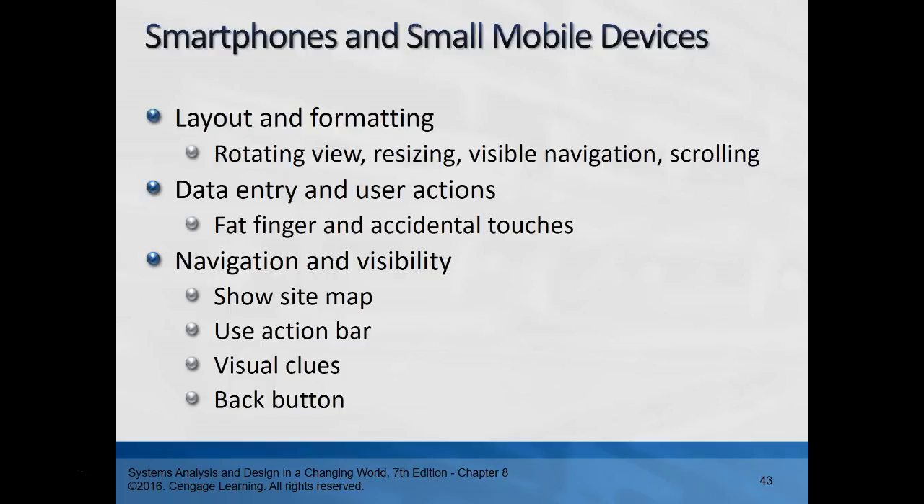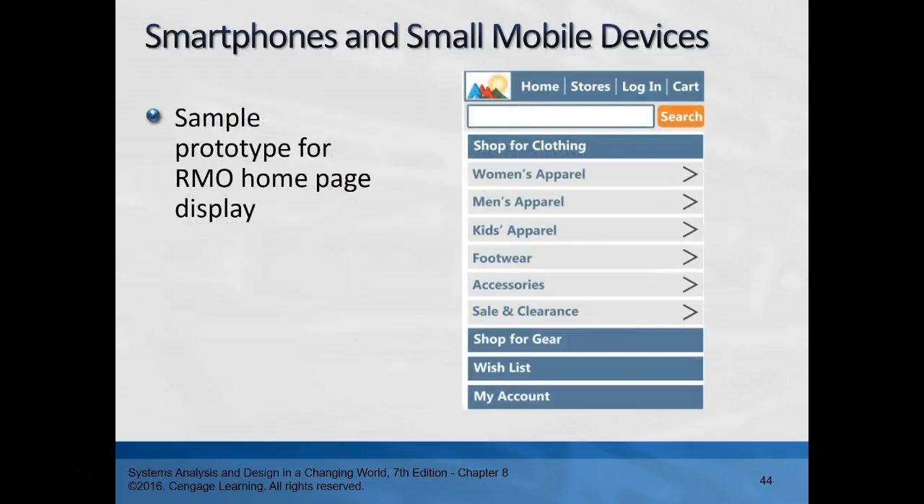So we need some way to get rid of things like accidental touches or fat fingering or accidentally dialing a call or something weird. So back buttons are one of the most common things we do, some way to get back. So here's an example of what their home page on a small device would look like.